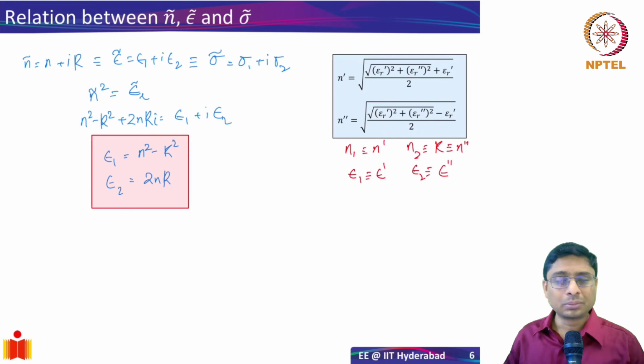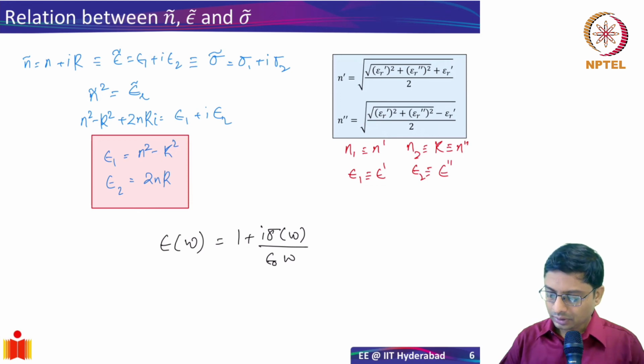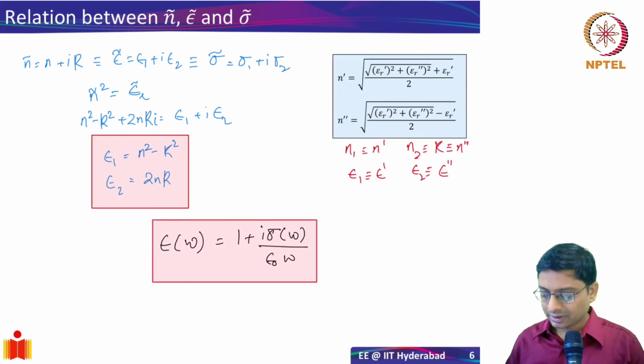In the microwave and RF communities, people use conductivities instead of epsilons and refractive indices. So if you know the conductivity, you can again compute the dielectric permittivity. The expression for epsilon in terms of conductivity is 1 plus i sigma over epsilon naught omega. I think this should be an i. What this is telling us is that if you know the conductivity, especially the real part, that is related to the imaginary part of epsilon.